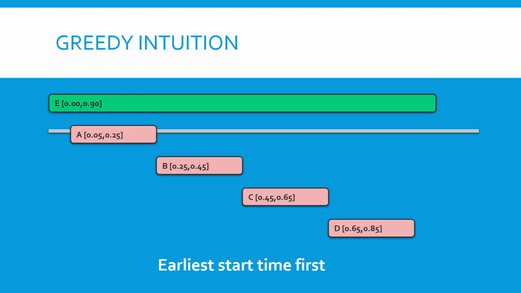Second, consider the earliest start time first strategy. In the example on the slide, job E has the earliest start time. If we accept job E, its interval overlaps with jobs A, B, C, and D. However, we can accept A, B, C, and D together as a larger feasible set. That schedule is clearly better than choosing E alone. Therefore, the earliest start time first strategy also fails to guarantee an optimal solution.